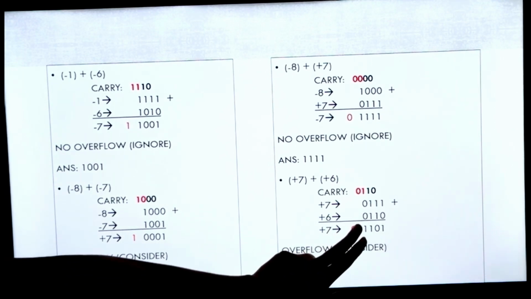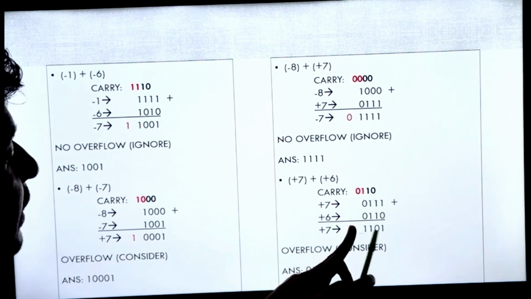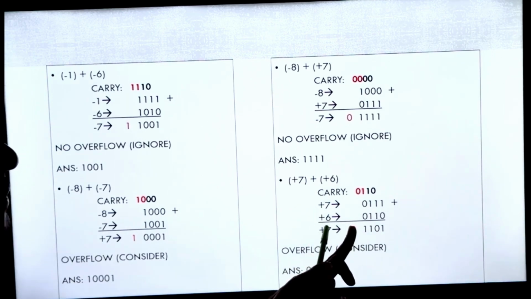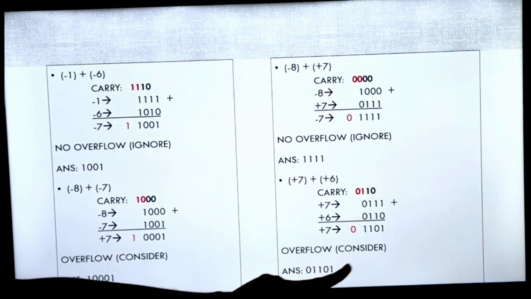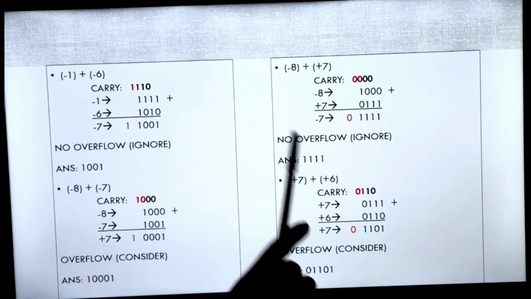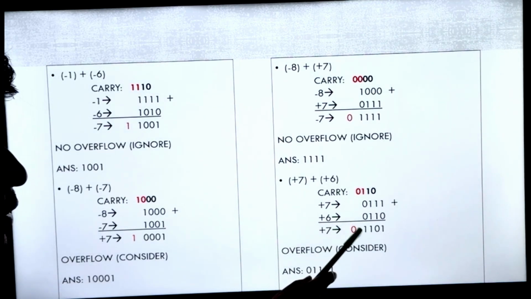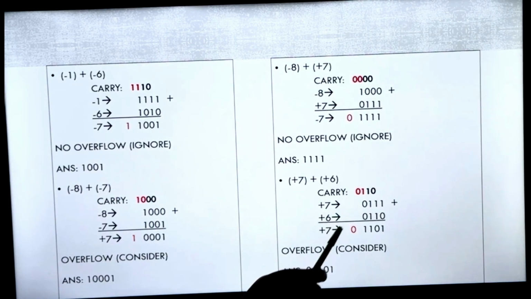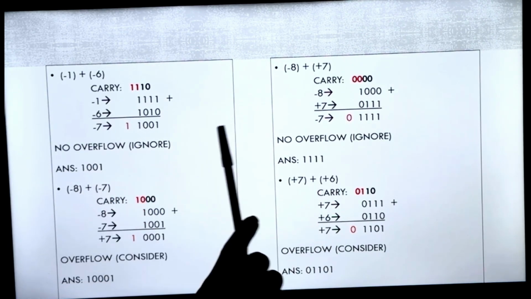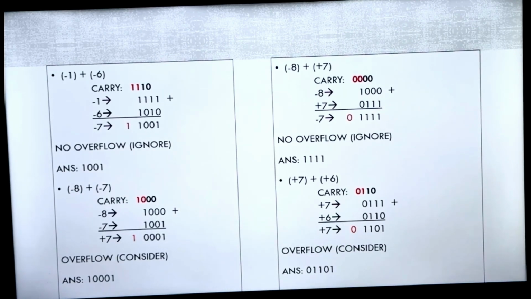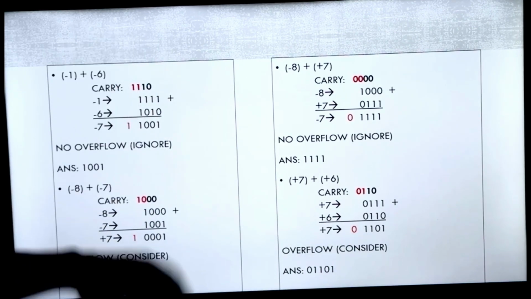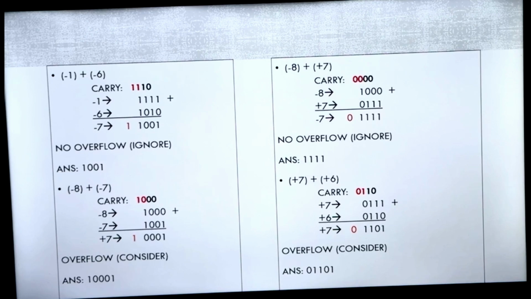If you ignore this 0, then what you will get? 1 1 0 1, which is a negative number, right? But plus 7 plus 6 cannot be negative. So the final result is 0 1 1 0 1. That's why you have to note this 0 also in 2's complement. In unsigned, it does not matter for 0, but for signed, 0 also matters. So you have to consider that. Fine. So I hope it's clear for you how to add two numbers in 2's complement and how to subtract two numbers in 2's complement, what is overflow, when to consider carryout bit or not.